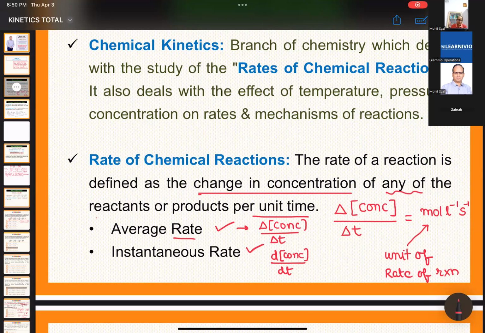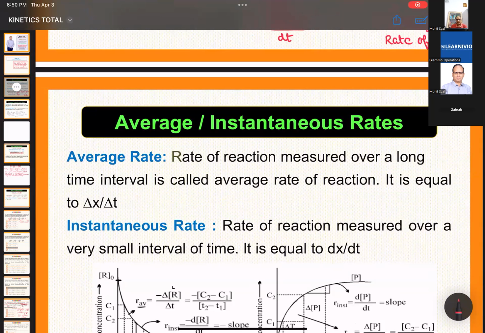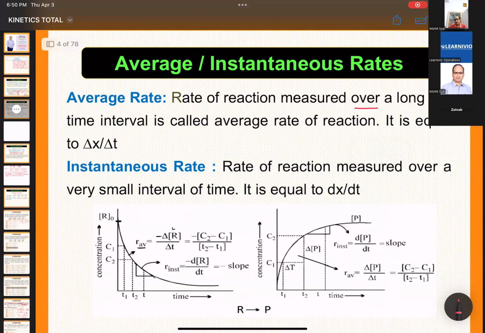So average rate is measured over a long time interval. That's why it is called average. It can be slow, it can be fast. Suppose a car sometimes stops, sometimes it is moving very fast. So you measure the average: total distance upon total time. And instantaneous is at that particular moment, what the speed of the car is right now. That is instantaneous speed. This you know, right?